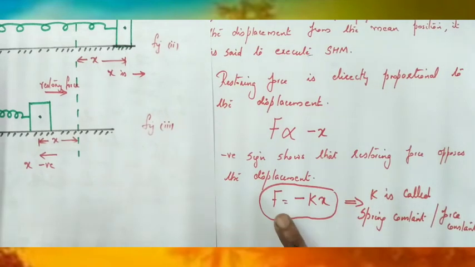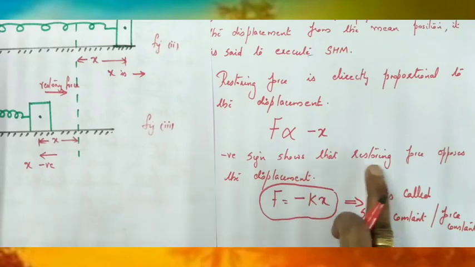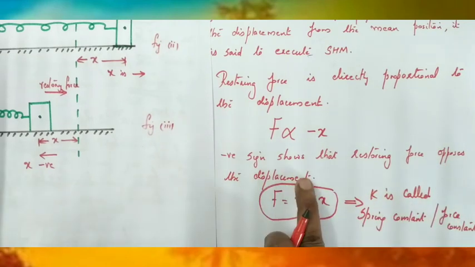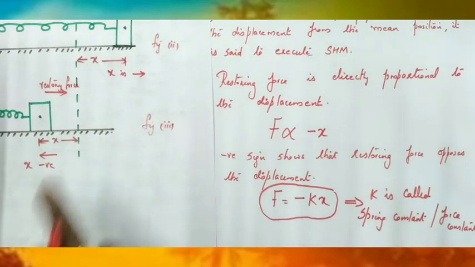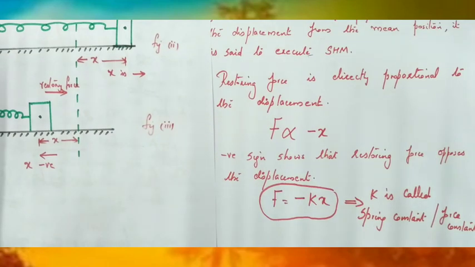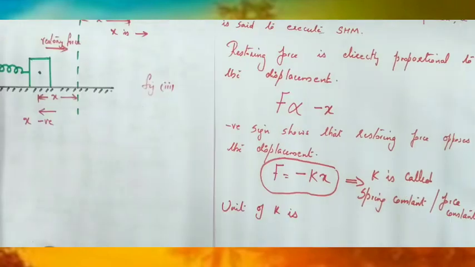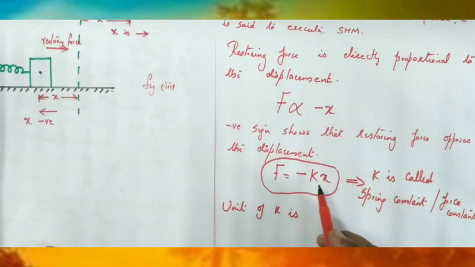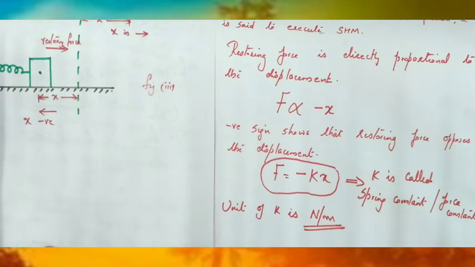Okay, so restoring force F equal to minus kx, and what is the significance of the negative sign? The negative sign shows that the restoring force opposes the displacement. Restoring force and displacement are in opposite directions, and that is the significance of the negative sign, and hence F is equal to minus kx. The SI unit of spring constant is Newton per meter. Okay children, so F equal to minus kx and its SI unit is Newton per meter.